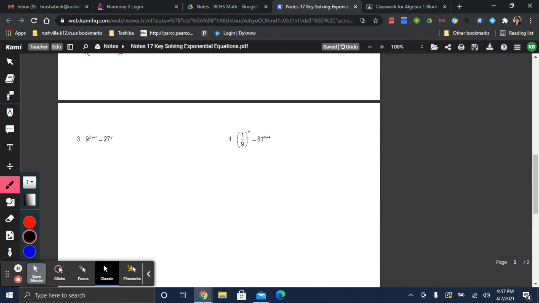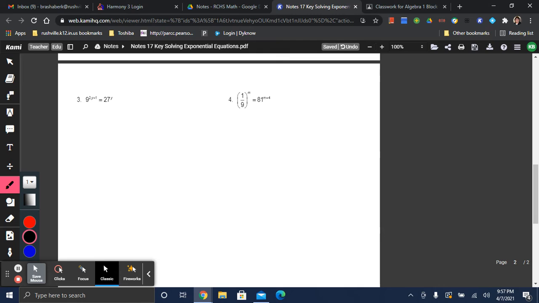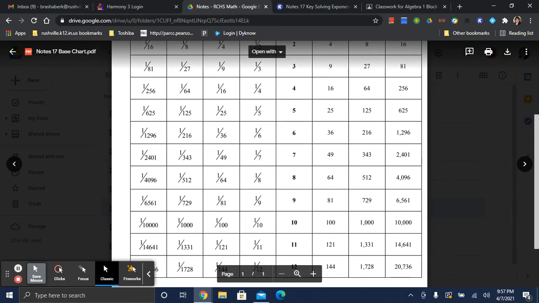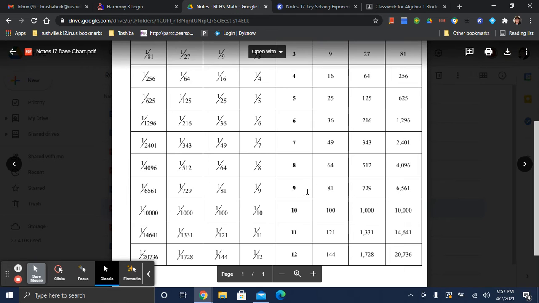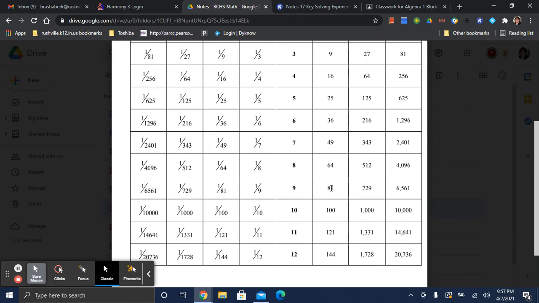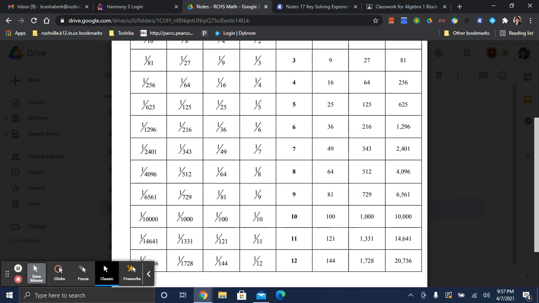left-hand. As we move on and consider number 3, I have 9 and I have 27. So those two bases are not the same. And when I look at my base chart, 9 is not in the same row as 27. So I'm going to have to find a different row that has both those numbers in it.